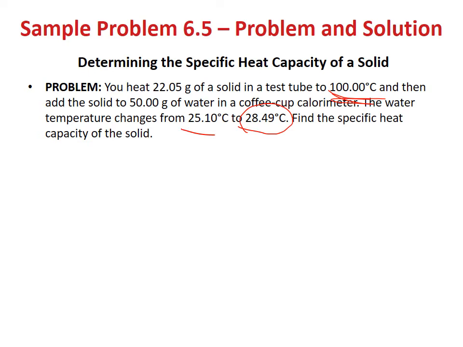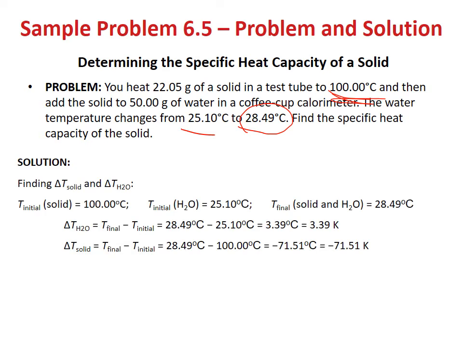Okay, so first we can calculate delta T. For delta T, the temperature change for water, final is 28.49 minus 25.10. So that gives you 3.39 Celsius. As we mentioned before, delta T in Celsius is the same as in Kelvin. So that gives you 3.39 Kelvin. Similarly, the change for the solid is final, which is also 28.49, minus 100, which gives you negative 71.51 Kelvin.